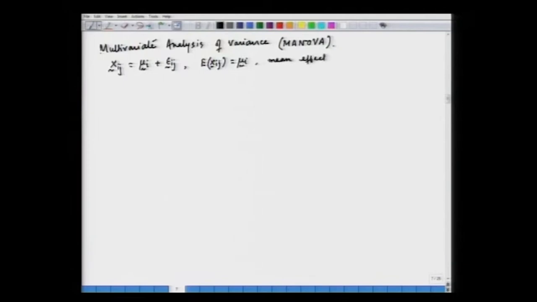This is the mean effect. So, the expectation of the error term is obviously equal to 0. Additionally, we assume the equality of variances, we assume uncorrelatedness, and we also assume that the variables are coming from a multivariate normal population.